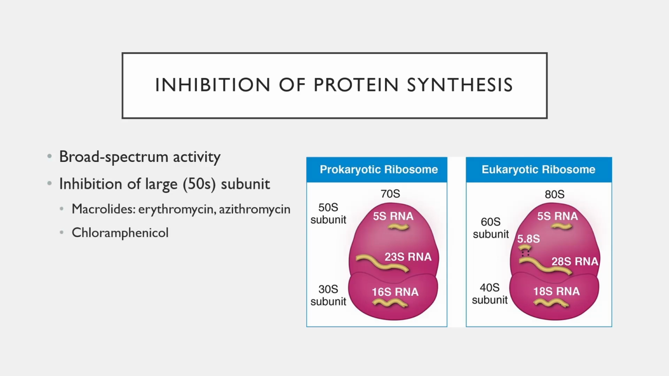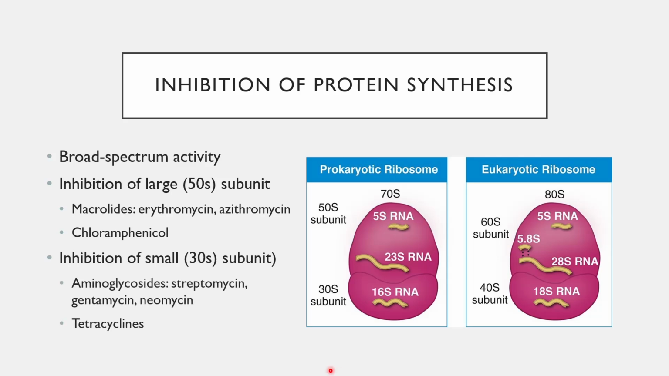There are ones that inhibit the large subunit, or in other words, the 50S subunit of the prokaryotic ribosomes, and there are ones that inhibit the small or the 30S subunit of the prokaryotic ribosomes. The ones that inhibit the large subunit include macrolides, such as erythromycin and its semi-synthetic derivative azithromycin, as well as chloramphenicol. Ones that inhibit the small 30S subunit are the aminoglycosides streptomycin, gentamicin, and neomycin, as well as tetracyclines.